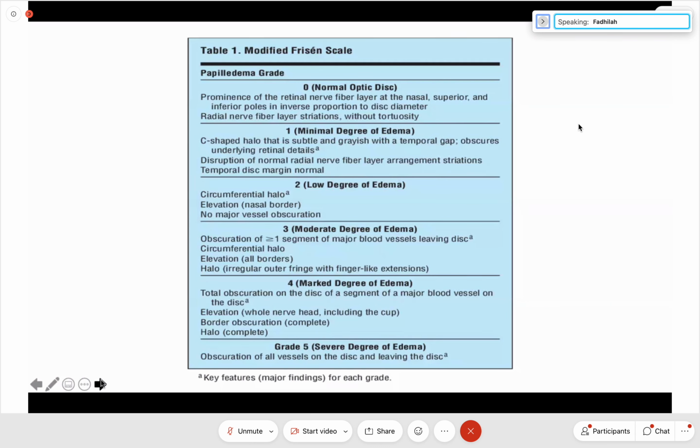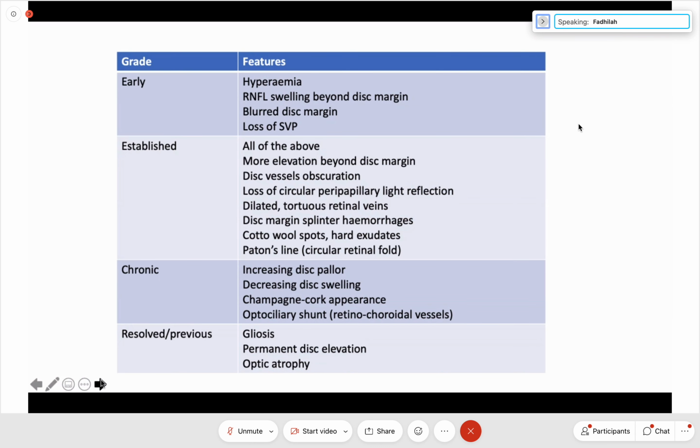But I am more in favor of this classification because it talks more of the entire fate of the optic nerve following optic disc swelling, right? So you start with early and then followed by the established swelling and then chronic swelling, and then once it's resolved, what happens to the optic disc? So let's just have a quick go.